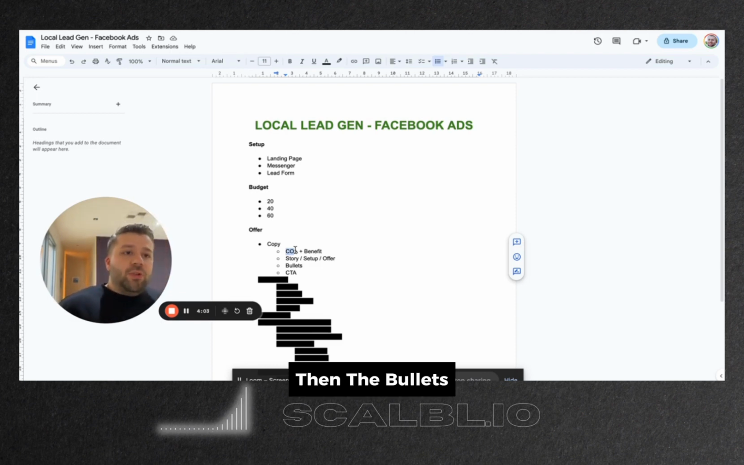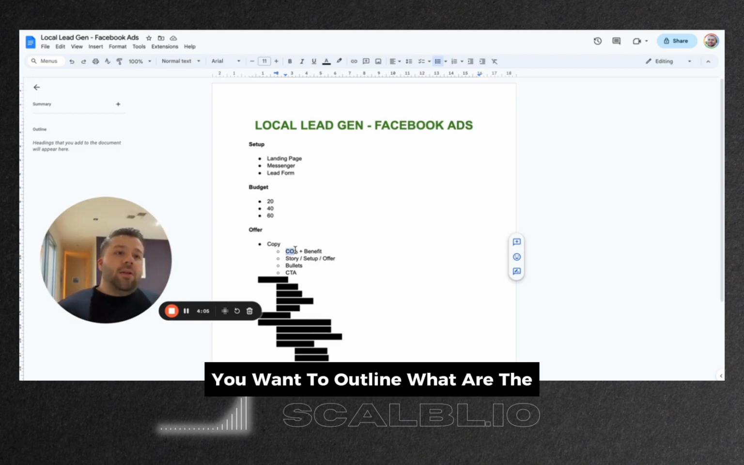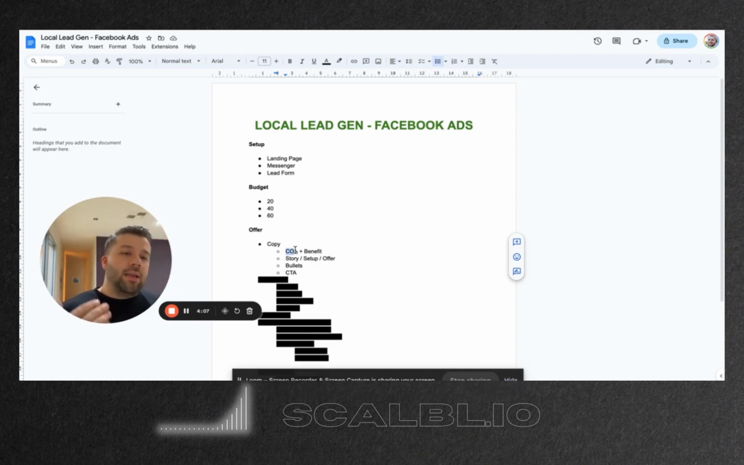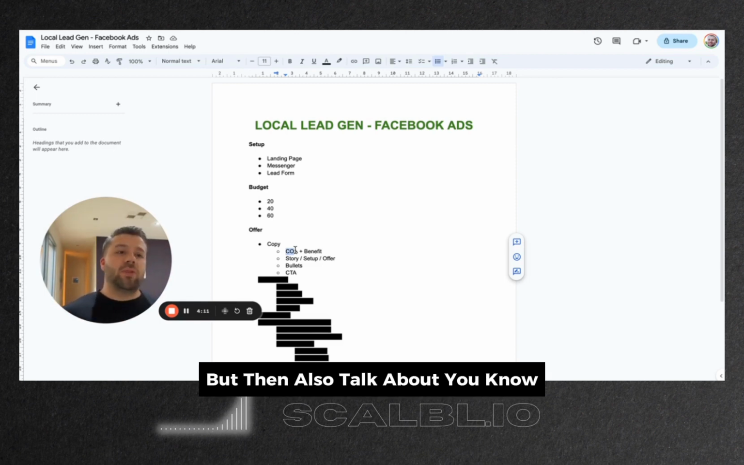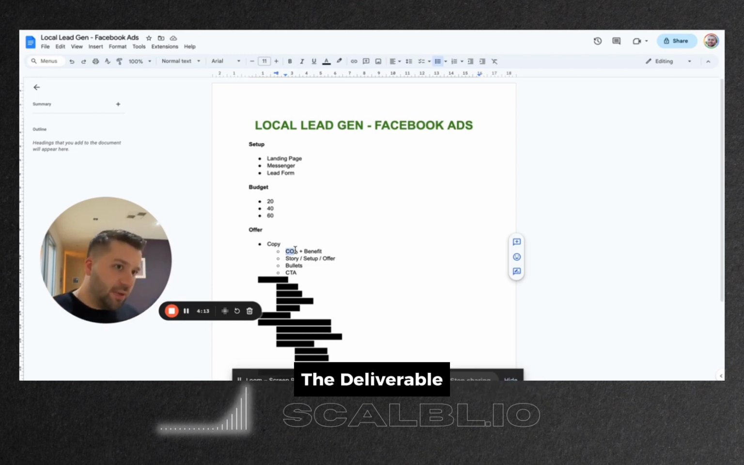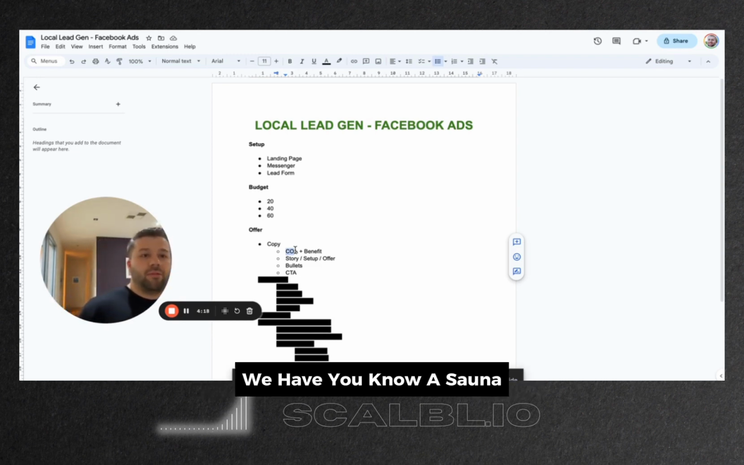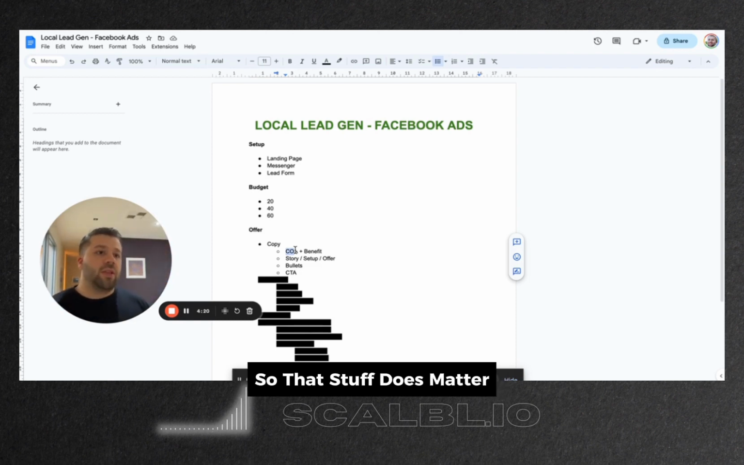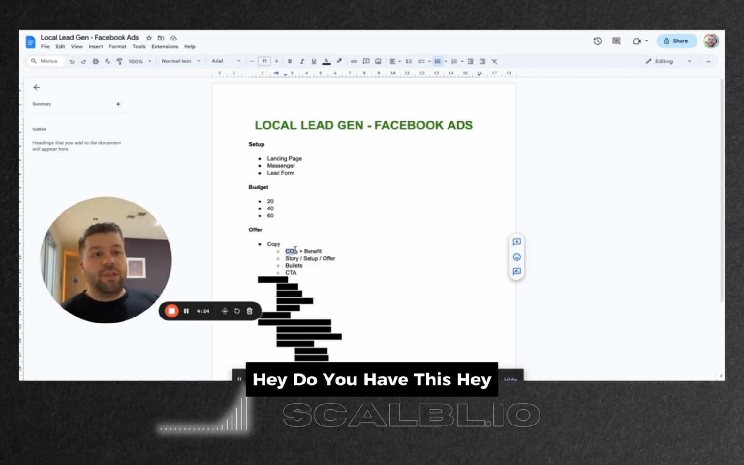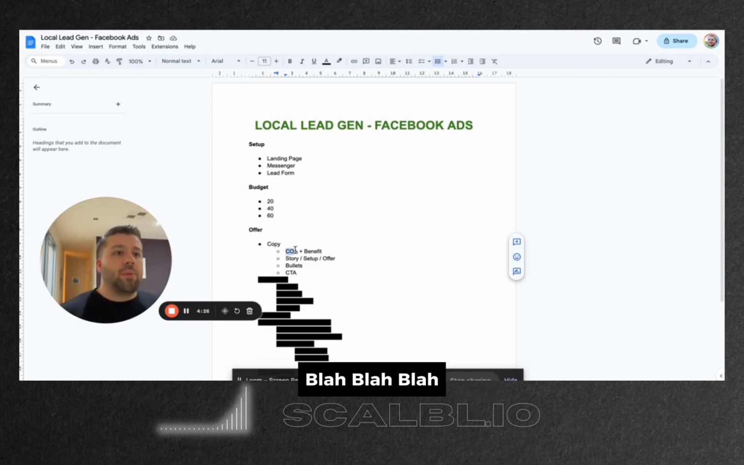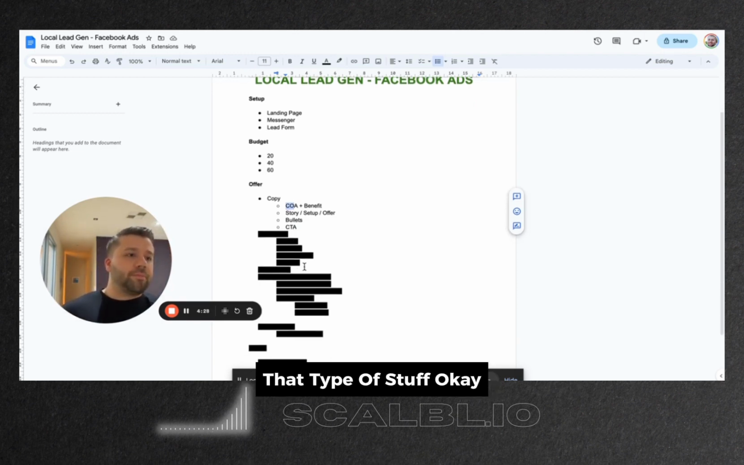Then the bullets. In the bullets, you want to outline the benefits of the service, but also talk about the deliverables or features. For instance, we have treadmills, we have a sauna. That stuff does matter because people often ask those questions on the phone: "Hey, do you have this? Do you have a crate?" That type of stuff.